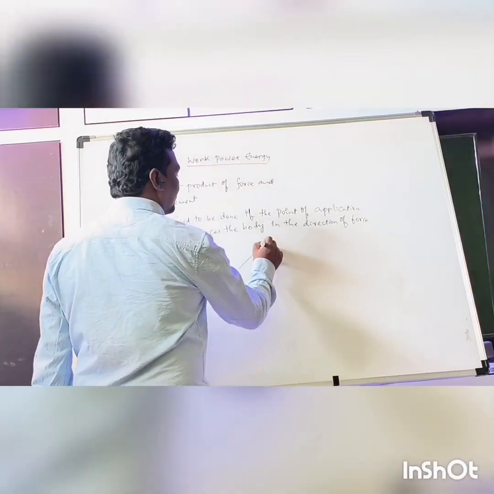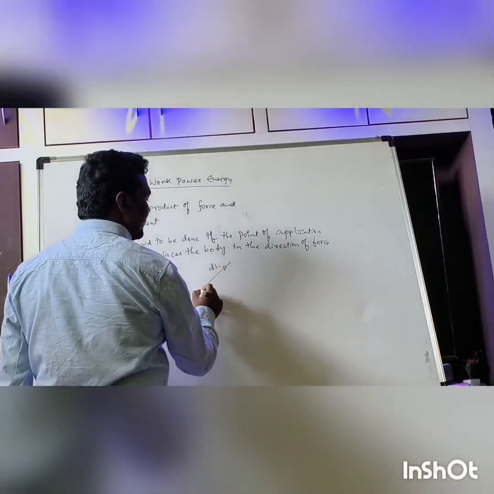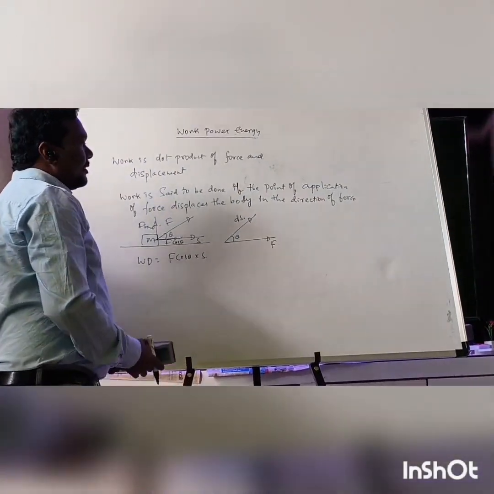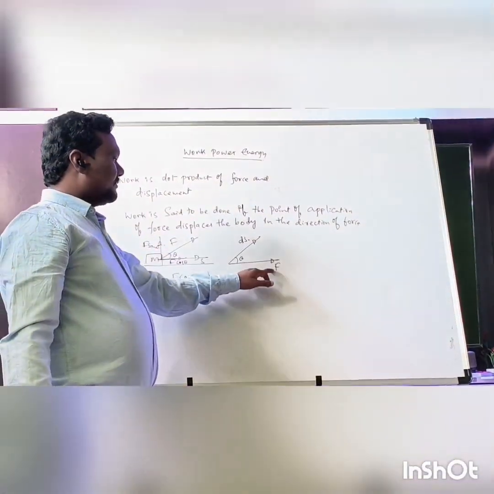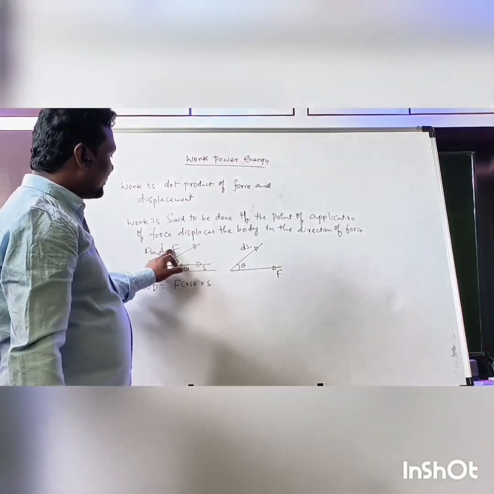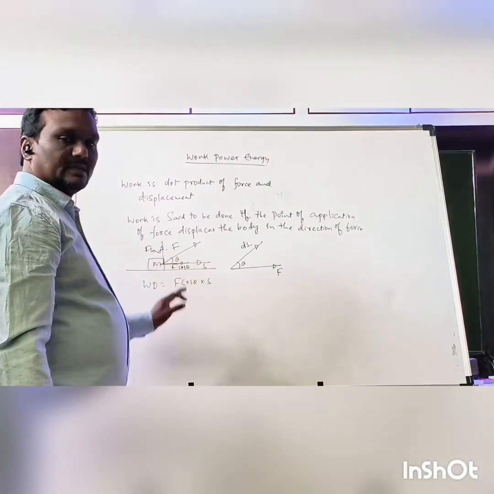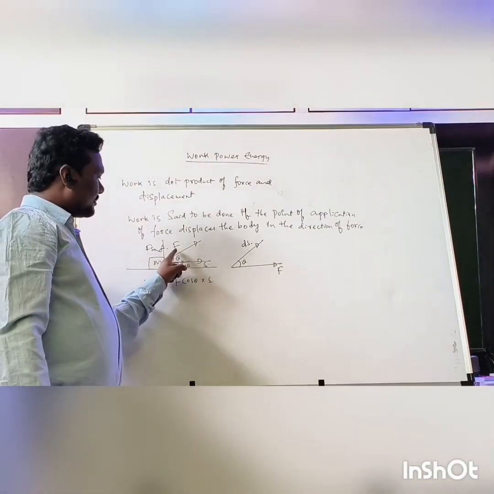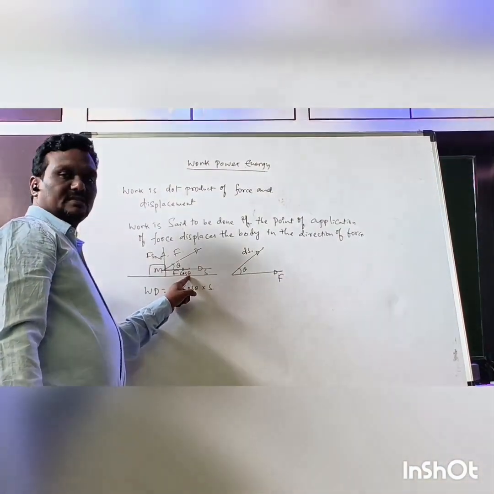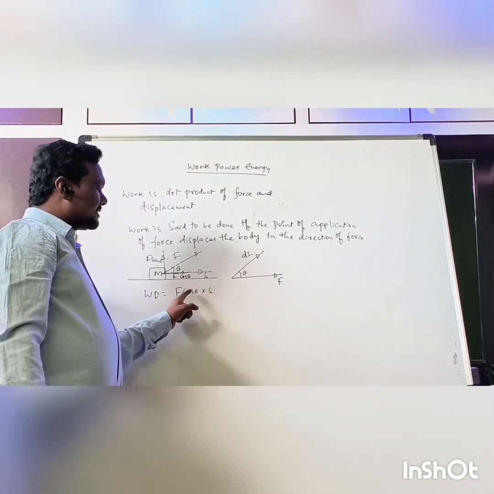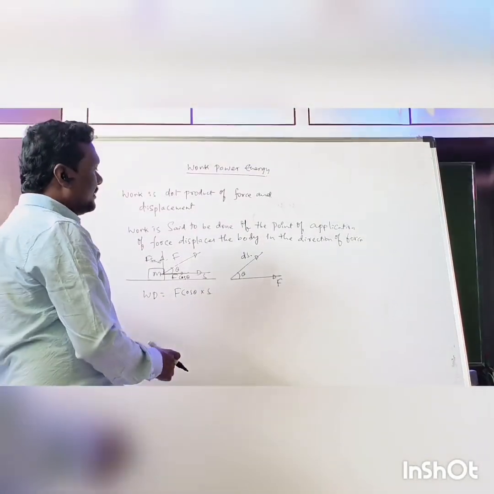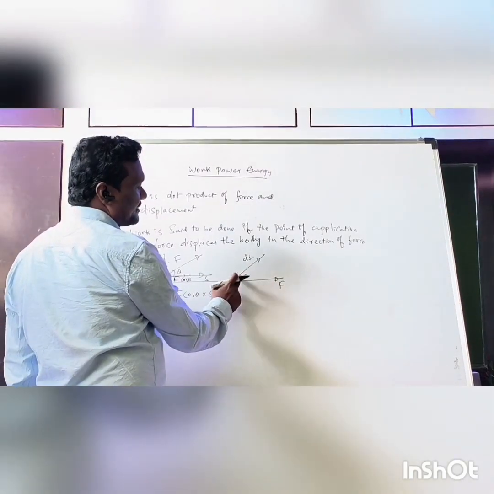And sometimes the displacement is resolved. This is theta and this is F. What is the angle between the displacement and the force? Theta. Here I am resolving F, so I get F cos theta, which is in the direction of the displacement. Then work done is equal to F cos theta into S. So here the angle between ds and F is also theta.